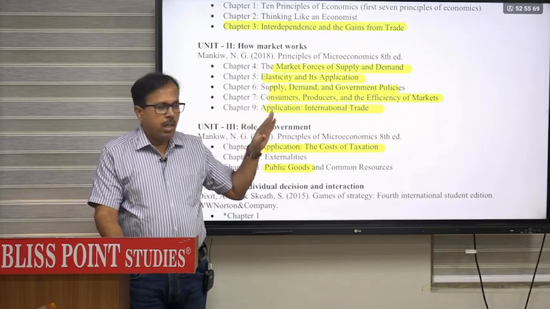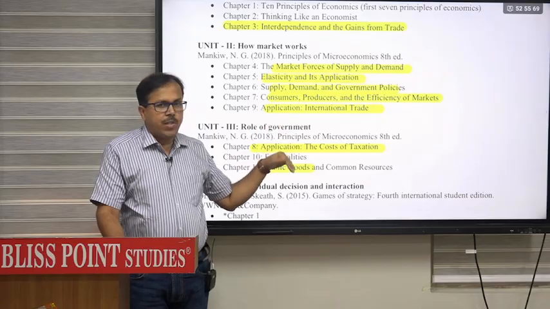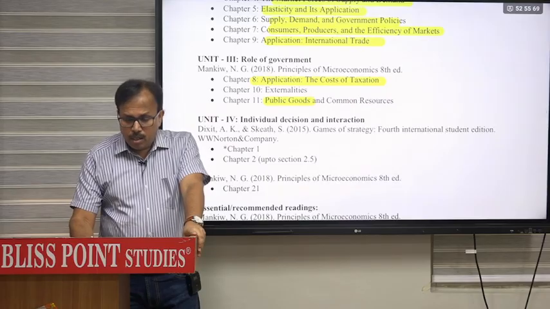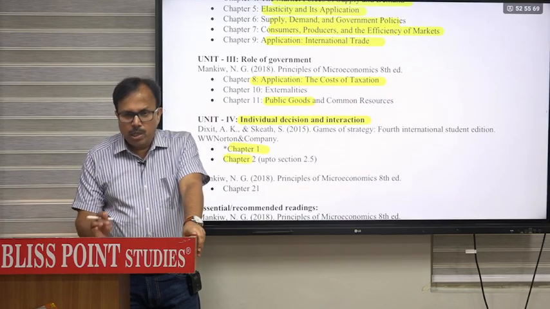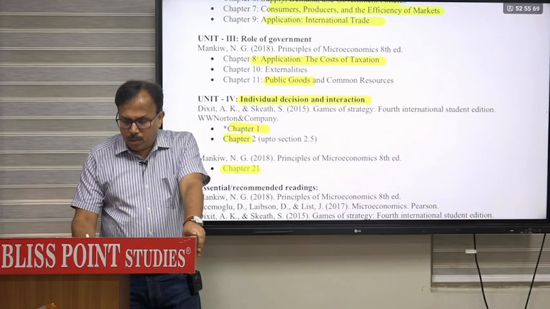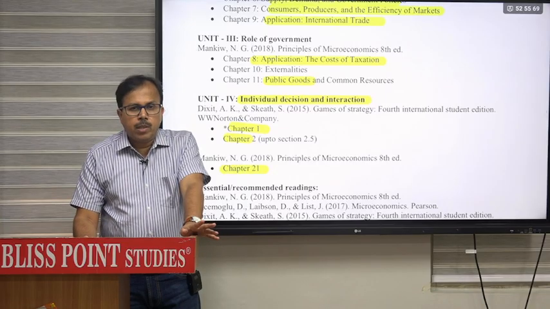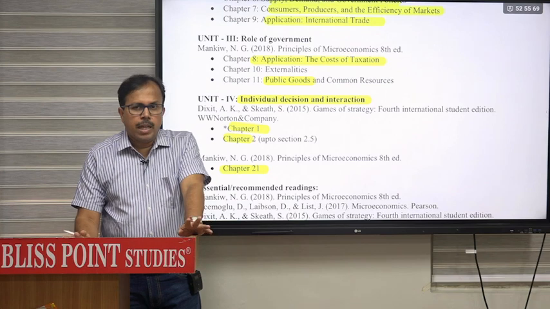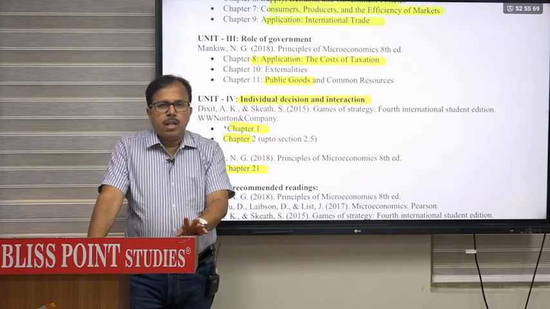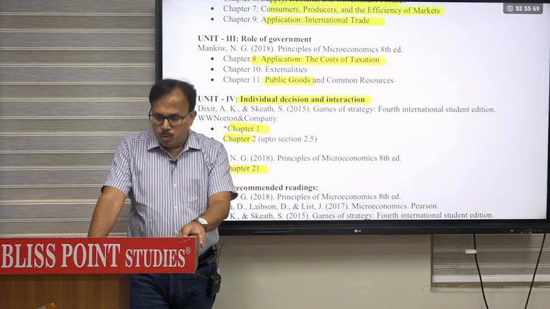So unit 2 is how markets work. The third unit is mainly when the market will not be efficient. The fourth is a very small unit, individual decision and interaction, chapter number 1 and 2, but this is game theory related. But one chapter which has been added is chapter number 21, and this chapter is entirely about the household, like the complete topic of consumer choice: budget line, indifference, price effect, substitution effect, income effect, and some applications of the consumer theory also.